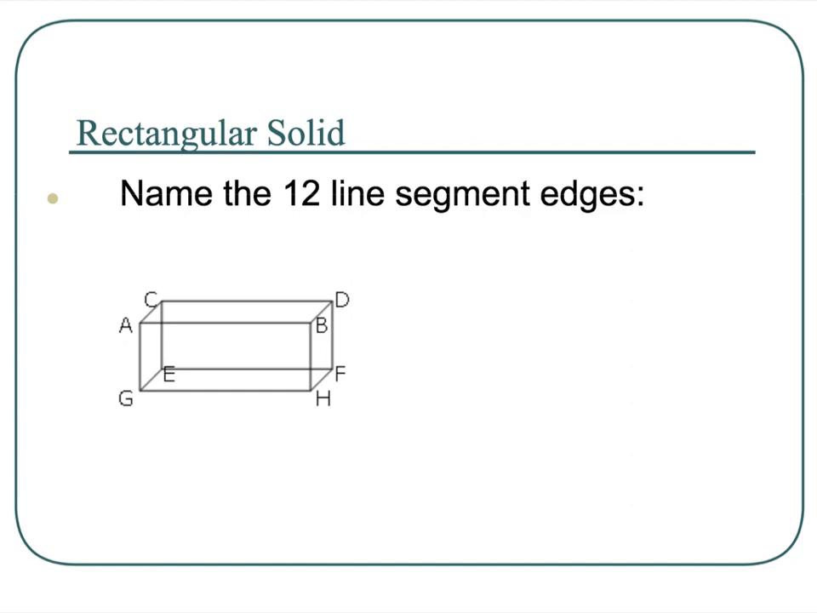Name the 12 line segment edges. Okay, well, the line segment edge is like A, B with a line segment over it. How about H, F would be another one. Cool. Get the picture? I'm not going to label all 12. Hopefully you are Gucci with this, as they say on the mean streets of Huntley.